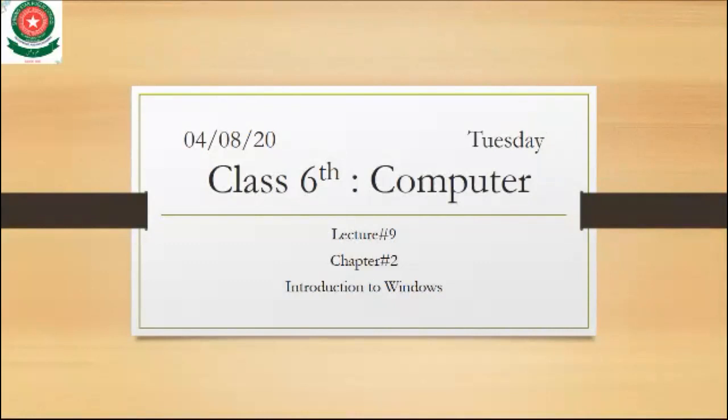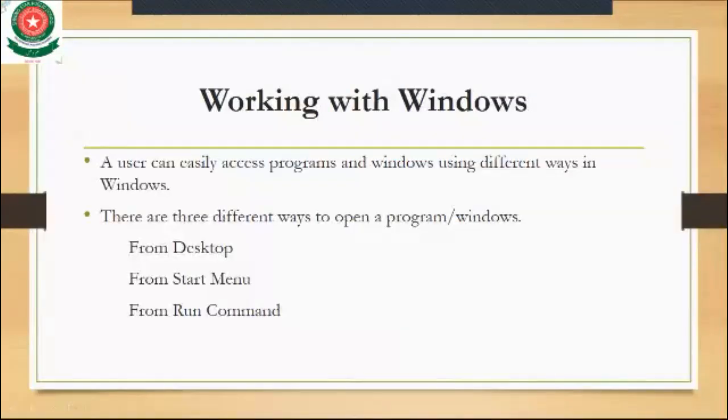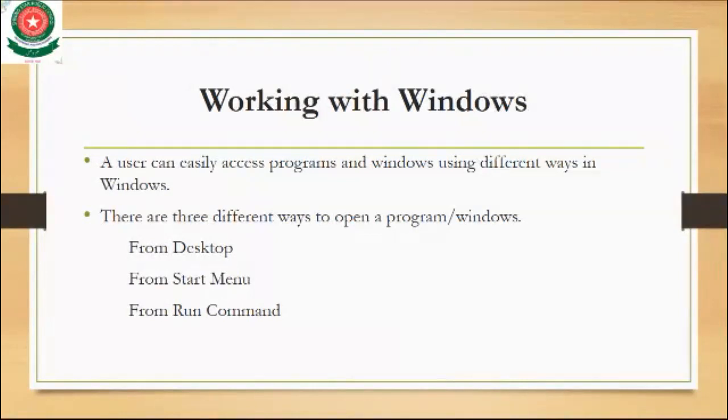In the previous lecture of computer science, we learned about the different icons on your desktop. Today our lecture is about working with Windows. A user can easily access programs and windows in different ways. Through working in the window, you can easily open the programs in different ways.